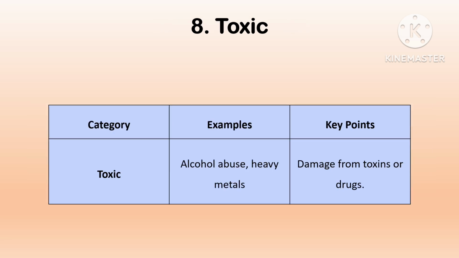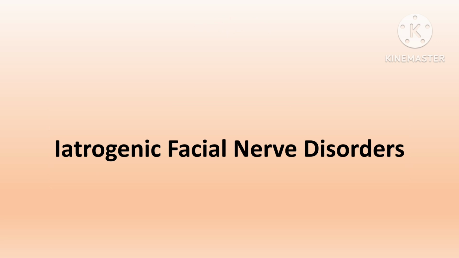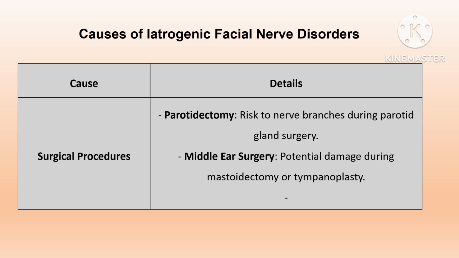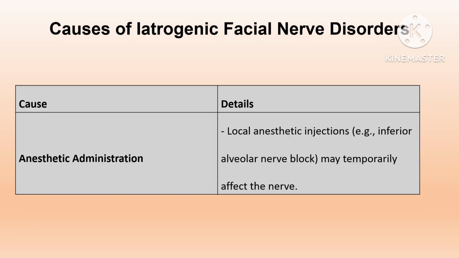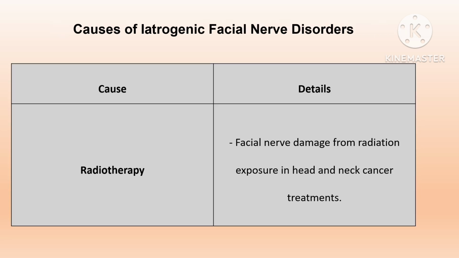Lastly, toxic disorders are caused by exposure to harmful substances such as alcohol abuse or poisoning with heavy metals, which can cause damage to the facial nerve. Iatrogenic disorders refer to conditions caused unintentionally by medical or surgical intervention. In the context of the facial nerve, these disorders arise from injury during diagnostic, therapeutic, or surgical procedures. The causes are surgical procedures as in parotidectomy, local anesthesia injection near the facial nerve, trauma during intubation or use of retractors, and radiation therapy for head and neck cancers.